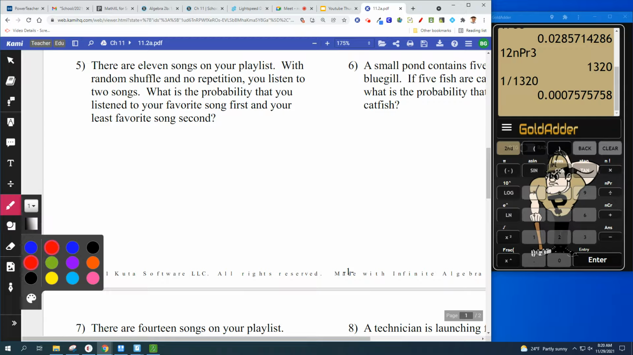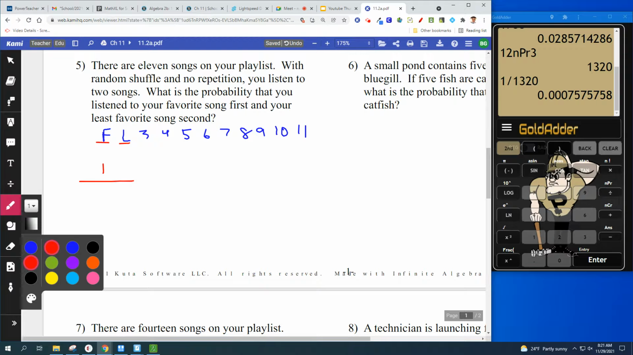Okay. So let's say you've got your favorite song and then your least favorite song, and then there must be 9 more songs. So let's call it song 3, 4, 5, 6, 7, 8, 9, 10, 11. There are 11 total songs. And you listen to your favorite one first and your least favorite one second. So again, there's only one way of doing that. All right, you've got your favorite song, you've got your least favorite song. How many ways are there of doing this? Well, there's only one.